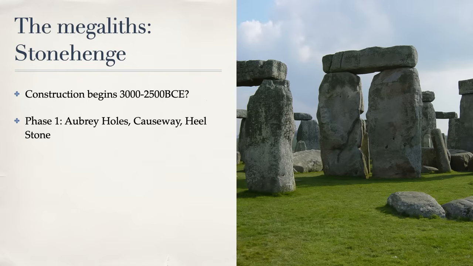There's a causeway with post holes and a large standing stone known as the heel stone. The causeway seems to have been designed to align with the midwinter sunrise, and the posts were intended to observe the rising of the moon. The Aubrey holes might actually have been used to predict eclipses as a sort of early warning system. They might have held tools of some type.